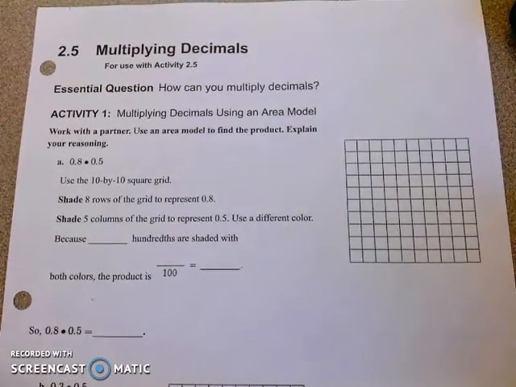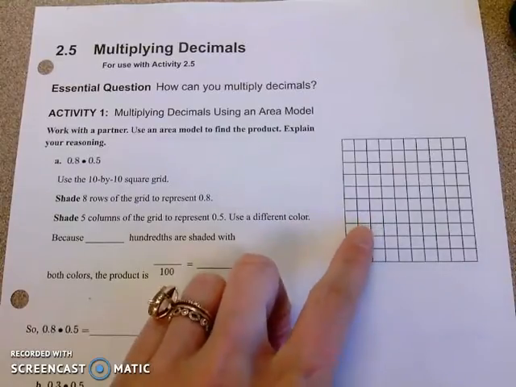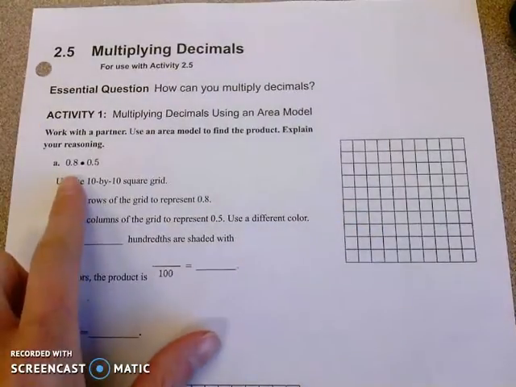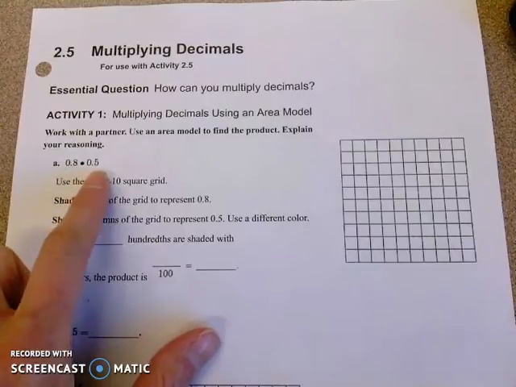Today we are going to look at multiplying decimals using an area model. This is very similar to when we use the base 10 blocks. We're now going to use what's called a decimal grid here. We're going to start by modeling 8 tenths times 5 tenths.